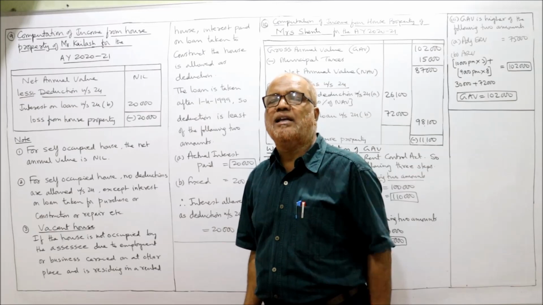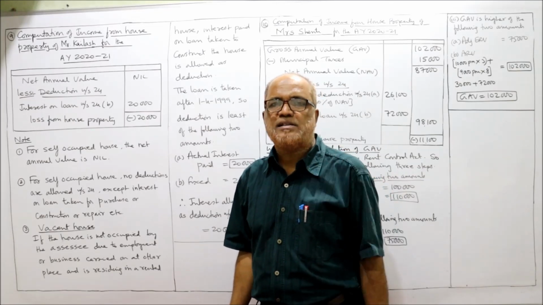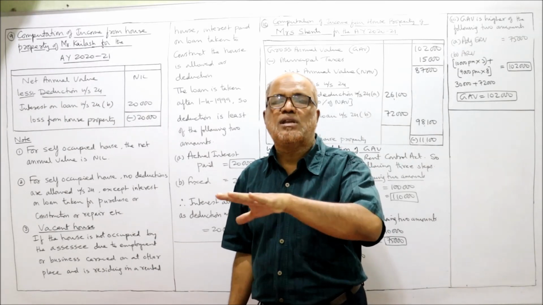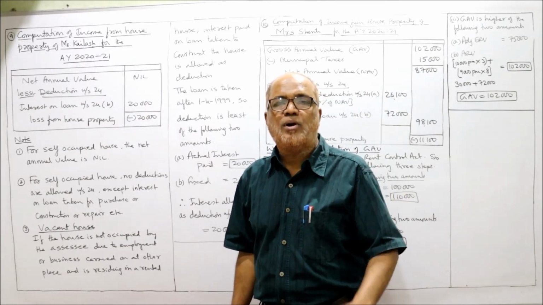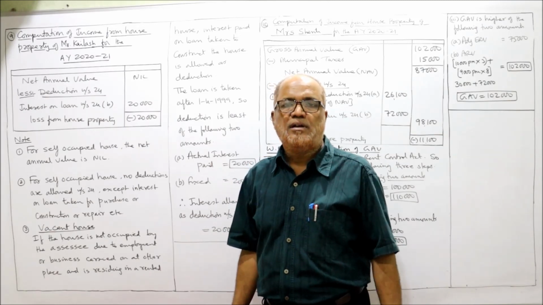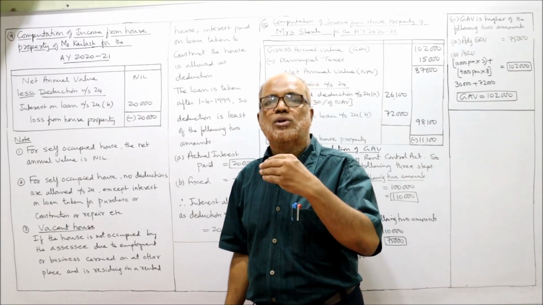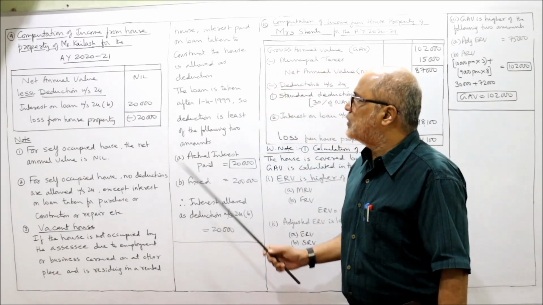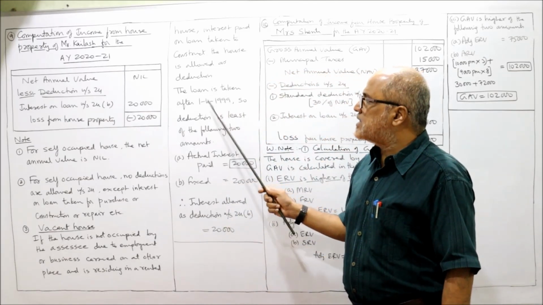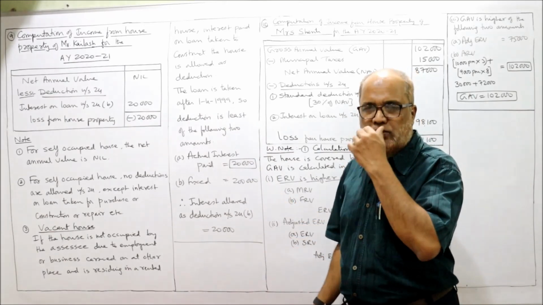So clearly given by the Income Tax Act, the provision is: if an assessee moves from one place to another place and his self-occupied house remains vacant throughout the year because he has shifted on account of employment or business, then interest paid for the loan taken to construct the house will be allowed as deduction, to the least of the following two. The loan is taken after 1/4/1999, so deduction is the least of the following two amounts.